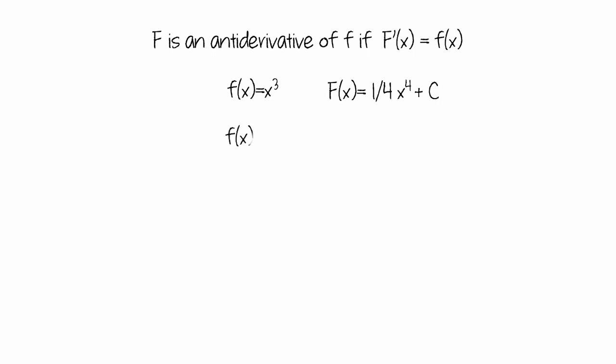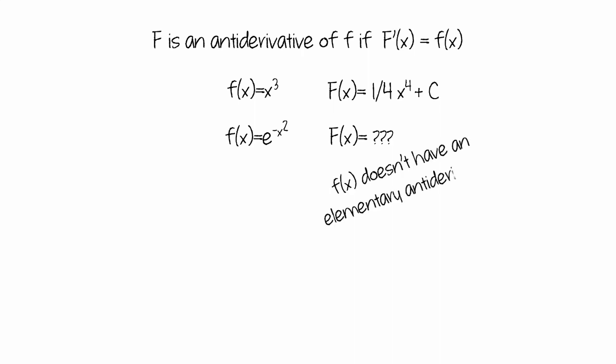But what if you had a function like e to the negative x squared? You can't use the power rule or rules for exponential functions. Unfortunately, none of our basic derivative rules work. The formal way to say this is that f of x doesn't have an elementary antiderivative. It turns out that you can actually use accumulation functions to construct antiderivatives.